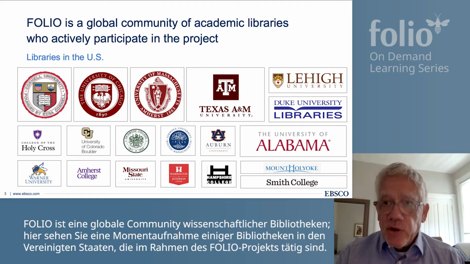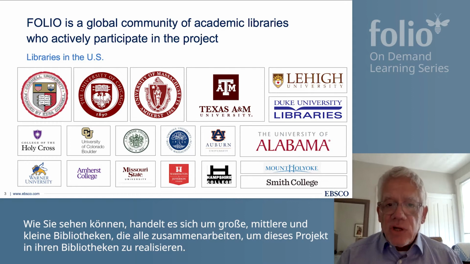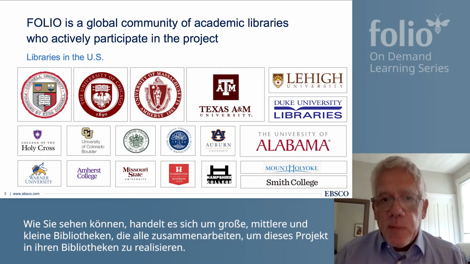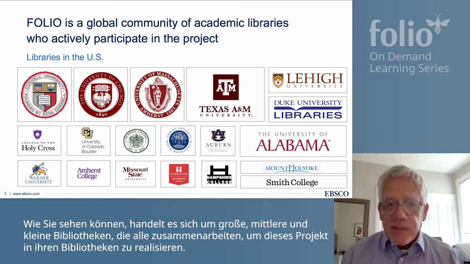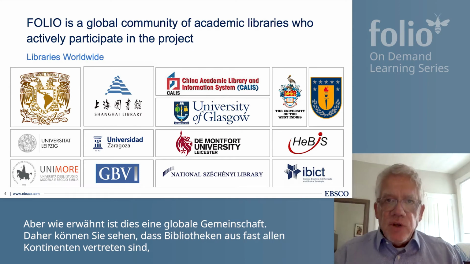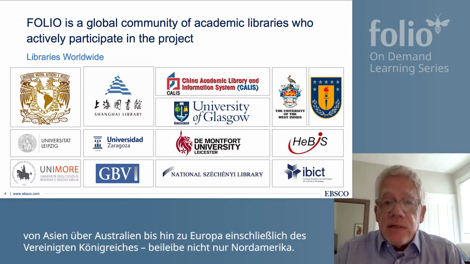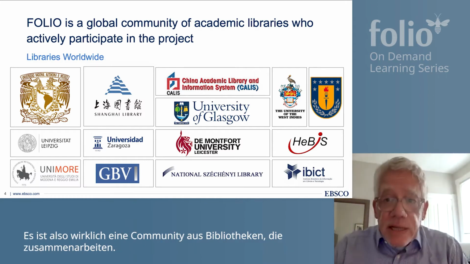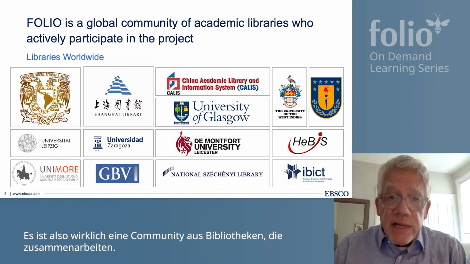Folio is a global community of academic libraries, and here's a snapshot of some of the libraries in the United States who are working within the Folio project. As you can see, there are large libraries, medium and small libraries, all working together to help bring this project into their libraries. But we mentioned this is a global community as well, and so you can see there are libraries represented from almost every continent available, from Asia to Australia to Europe and UK, in addition to North America. So it really is a community of libraries working together.